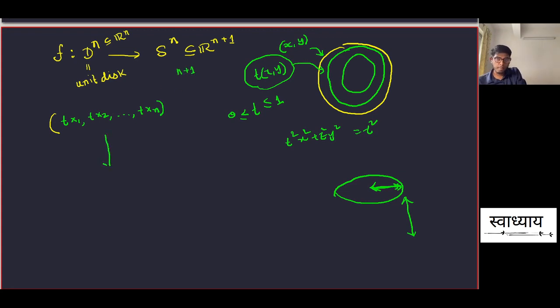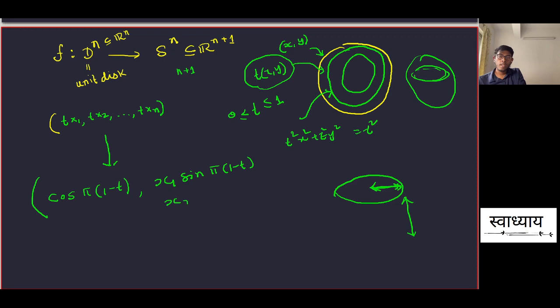So this map you can check. How will I define this map? I'll keep the same thing that I just told, that I'll take a circle of radius t and I'll be sending it to a sphere of some radius. So precisely how do I define the map? This is cosine pi into 1 minus t, so that's like the height at each point, and I'll be sending x1 sine pi (1 minus t), x2 sine pi (1 minus t), and it will go like xn sine pi (1 minus t).